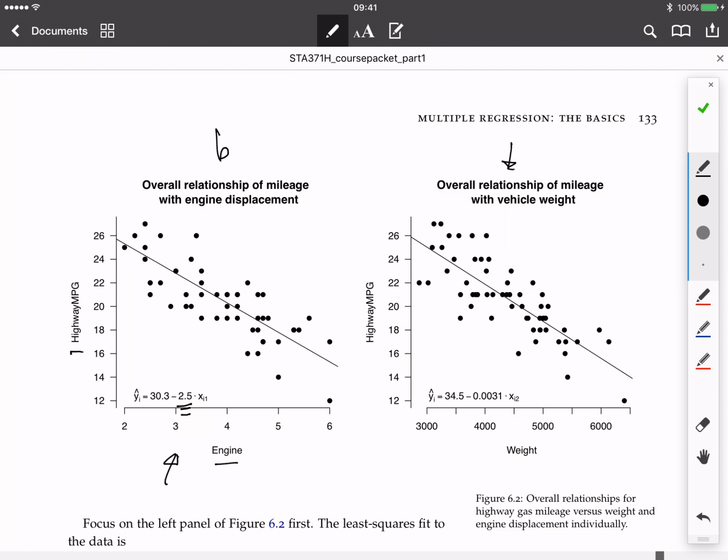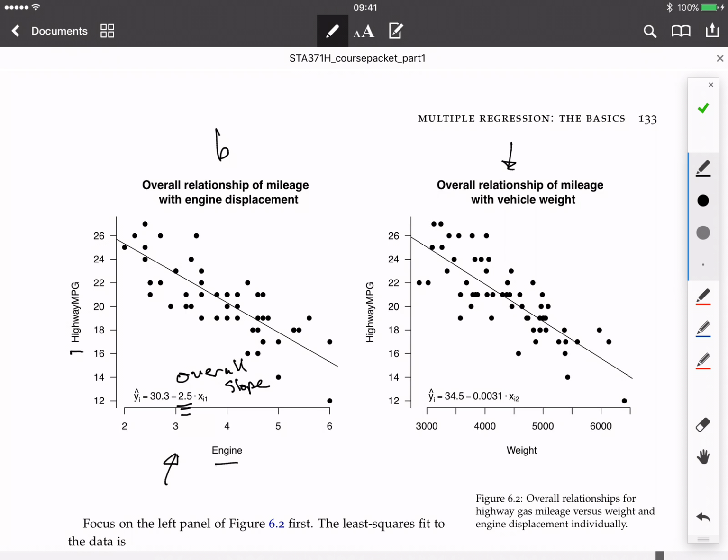This is the overall relationship between mileage and engine displacement, and you can see this has a slope of minus 2.5. And by overall relationship, I just mean, hey, we plot highway miles per gallon on the y-axis versus engine size on the x-axis, and we ask, what's the slope? Just as we learned to do a while back. And that slope is minus 2.5. The interpretation of that is when we change engine size by 1 unit, in this case 1 liter of displacement, that's the unit of engine displacement, we change highway miles per gallon on average by minus 2.5. So 1 extra liter loses you 2.5 miles per gallon of highway gas mileage. All right, so that's an overall relationship right there, or an overall slope.